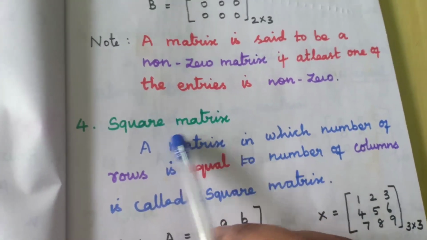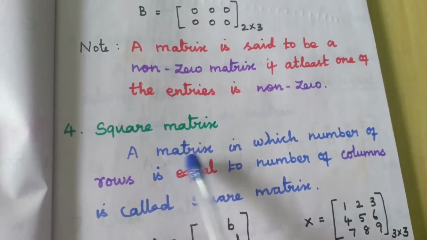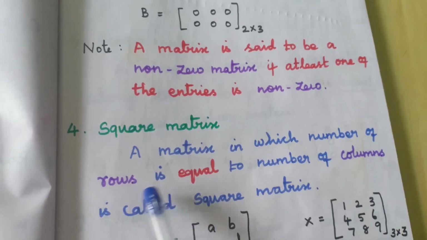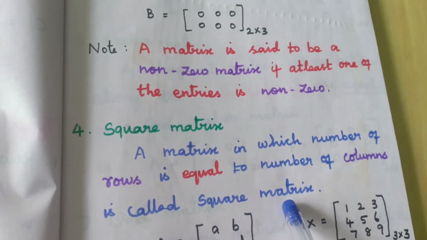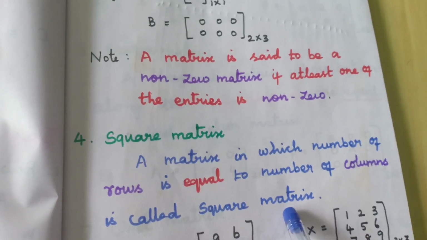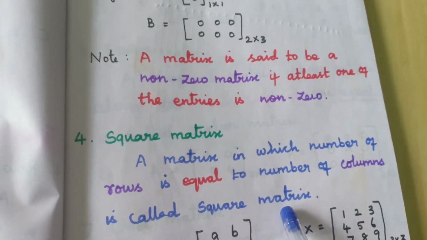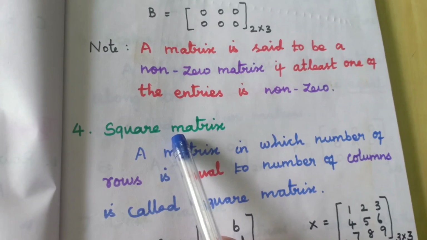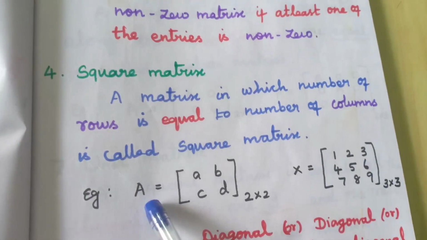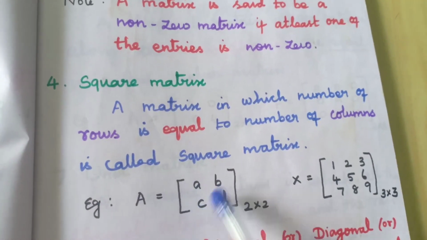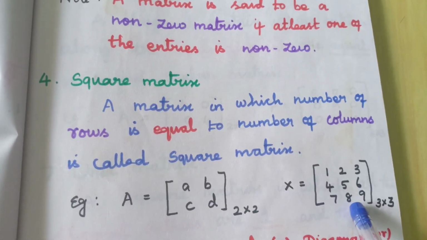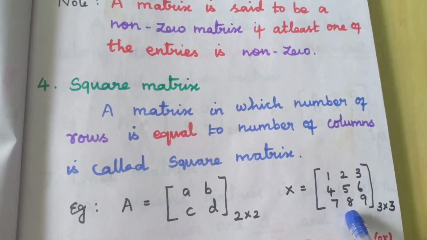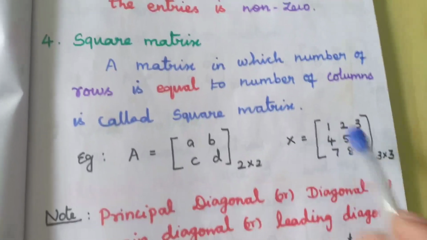Fourth, the square matrix. A matrix in which the number of rows is equal to the number of columns is called a square matrix. So in a matrix, if the number of rows and number of columns are equal, we can say that the matrix is a square matrix. For example, the matrix A: number of rows is 2 and number of columns is 2. Therefore, it is a square matrix. Similarly, this is a 3 cross 3, so the number of rows and columns are equal. So this is a square matrix.